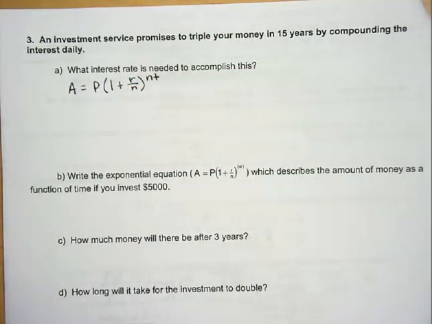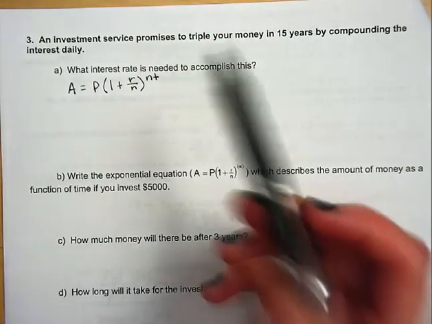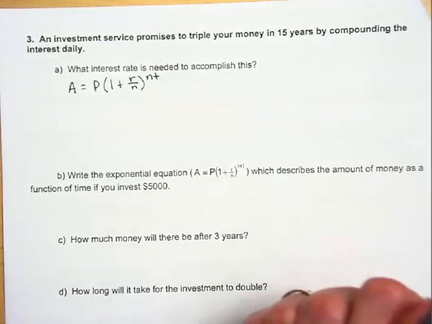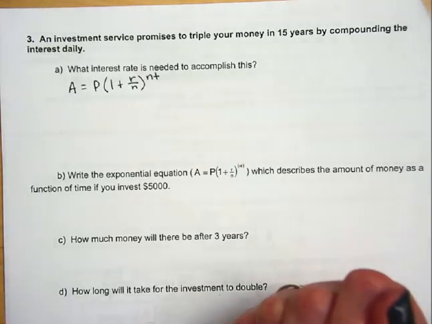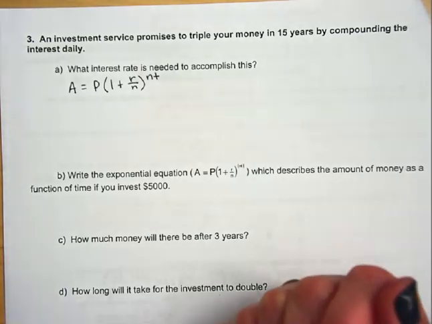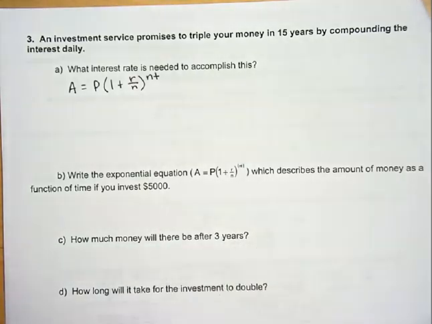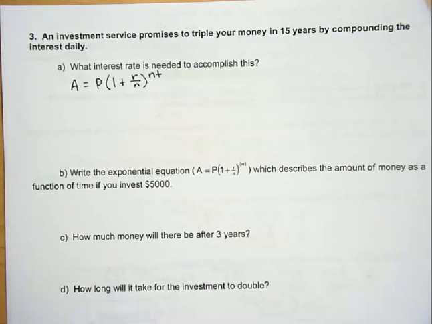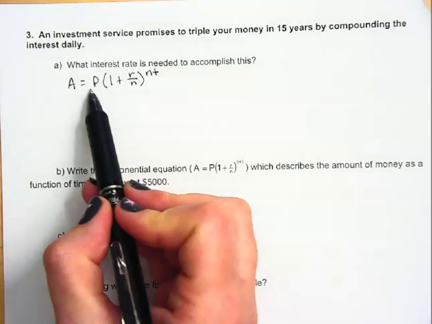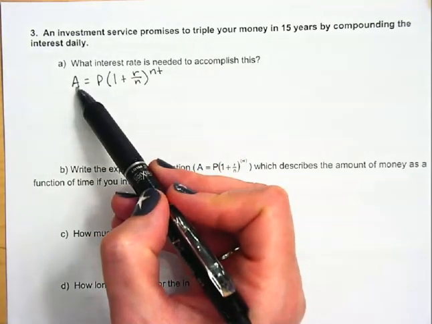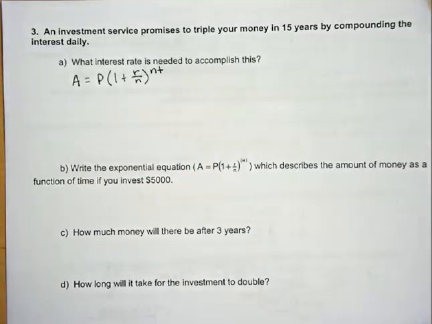So if we're being asked to find the interest rate for the situation, that means I'm going to need to solve for R. I want you to remember that in the previous problem, when we were asked about tripling or doubling our money, whenever we divided off the principal amount to both sides, we got 2 or 3 here on the left. That was not a coincidence. That will work like that every time.